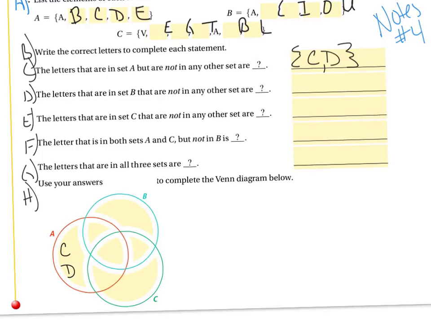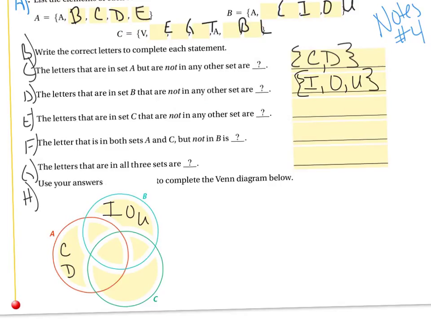Now we're going to look at the letters that are in set B and not in any other set. So what's only in B? Well, A is in vegetable, E is in vegetable, I is not in either place, O is not in either place, and U is not in either other place. So that's my set: I, O, U. And again, I'm going to put this here, the location for things that are in set B but not in A or C.